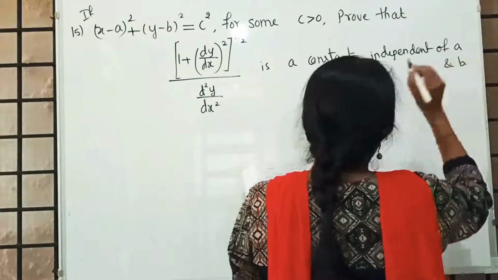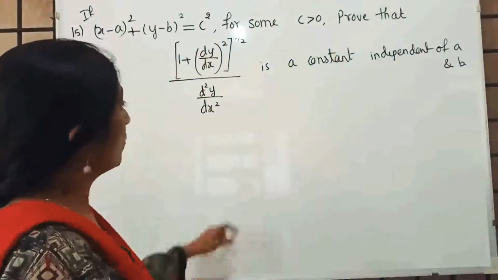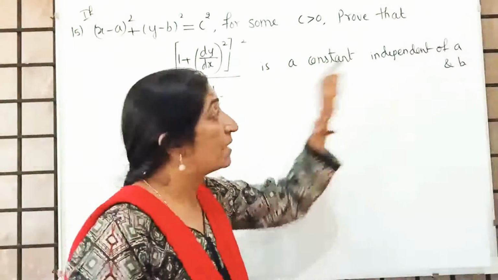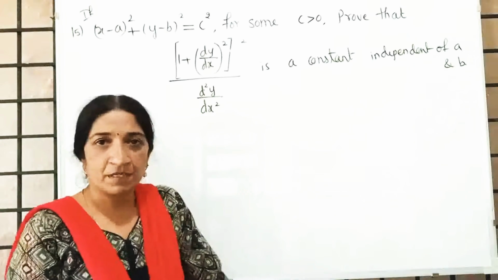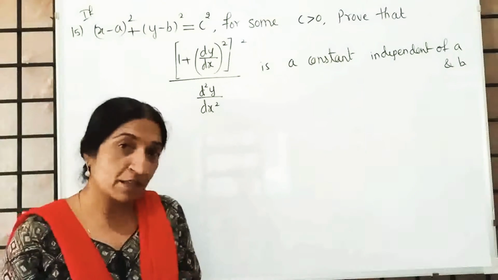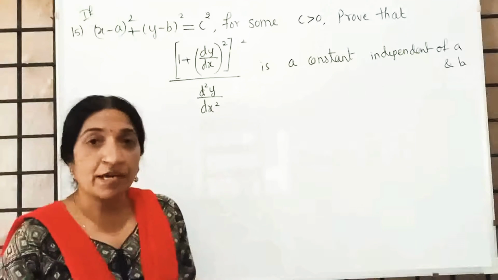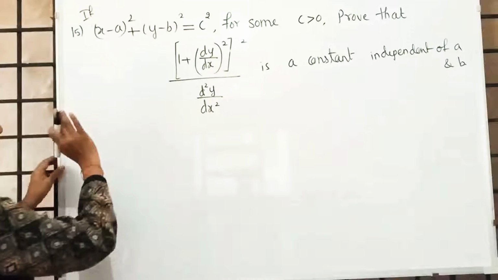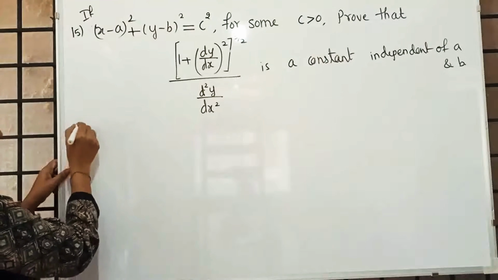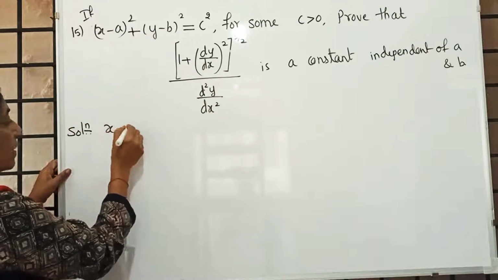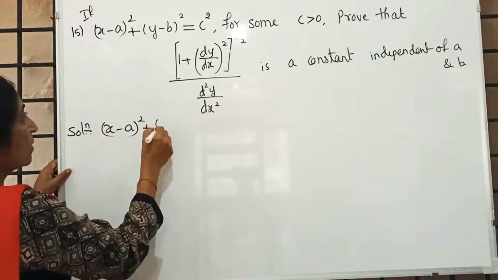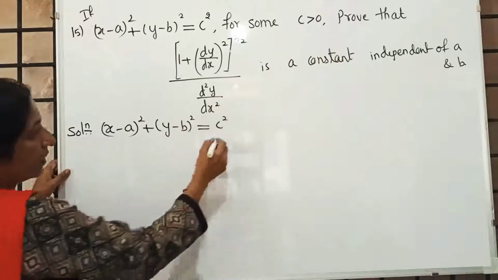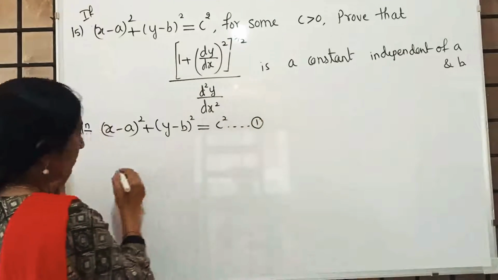a and b. See, before moving to the solution, see what we have to prove. This whole expression is a constant independent of a and b. Constant means first thing they should not contain x and y, and independent of a and b means there are no terms having a and b. So first calculate what is dy upon dx from this expression. x minus a whole square plus y minus b whole square is equal to c square. Let us call this equation 1.